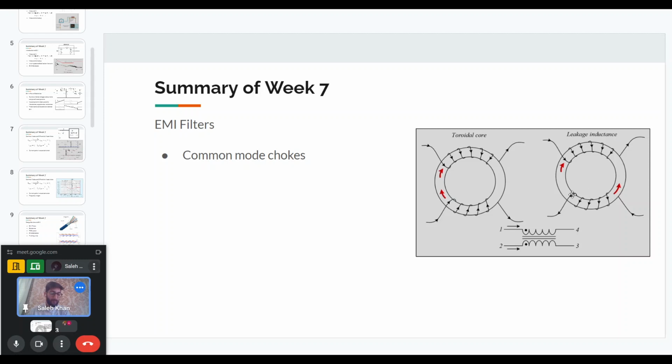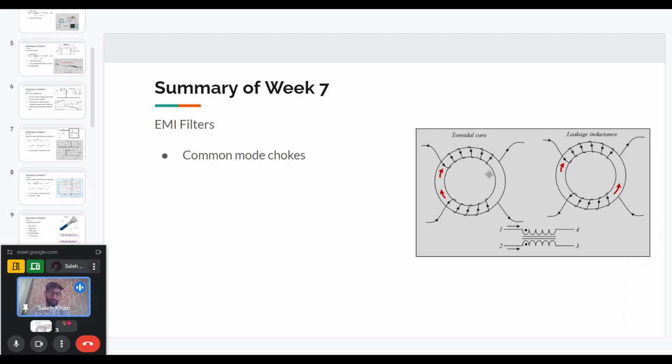So ideally, for differential mode currents, which is the normal operation of the converter, this kind of a common mode choke will not present any inductance because the magnetic field cancels out.